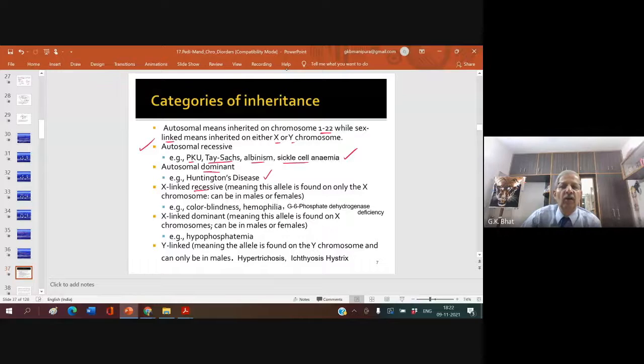X-linked recessive: color blindness, hemophilia. This is very, very important. Glucose 6 phosphate dehydrogenase deficiency, G6PD deficiency, is one more example of X-linked recessive inheritance. X-linked dominant example: hypophosphatemia. Y-linked inheritance: hypertrichosis, ichthyosis. I hope you have taken a screenshot, right?